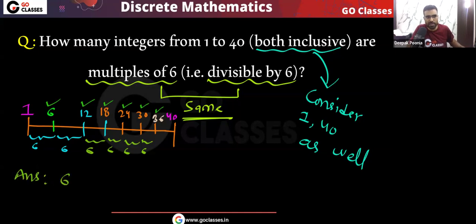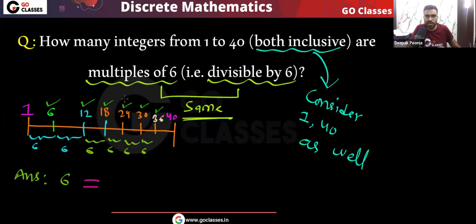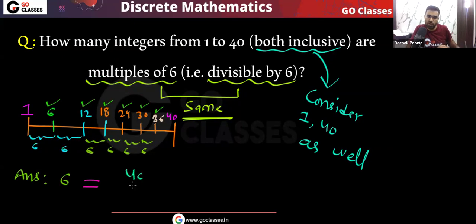But remember, you can also write this same answer like this: total 40 elements are there from 1 to 40, and how many of them are divisible by 6? Very simple, you will jump by 6, 6, 6, like that. So basically what we need to do is 40 divided by 6. But remember, when I do this, the value will be 6 point something something something.